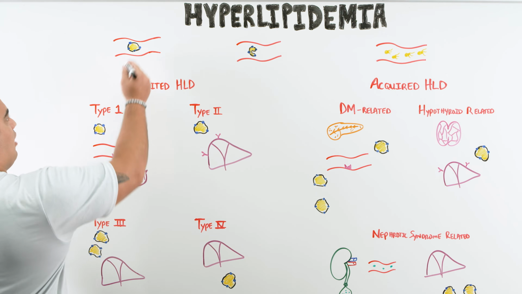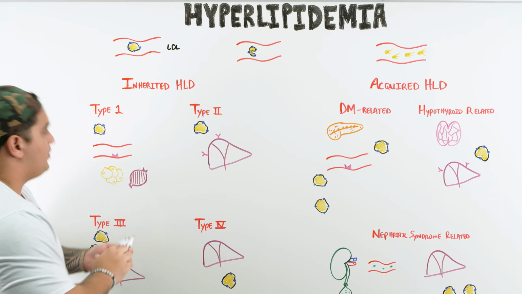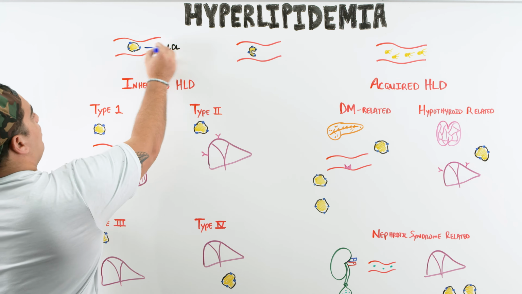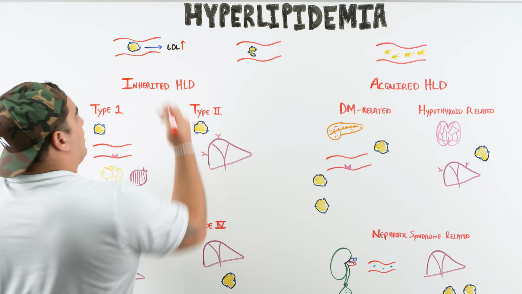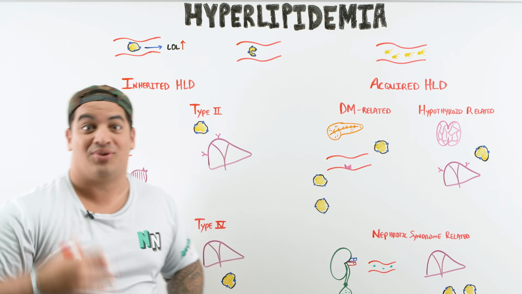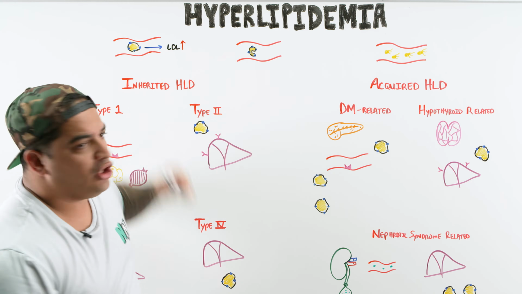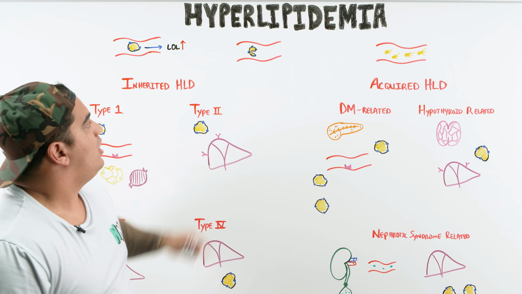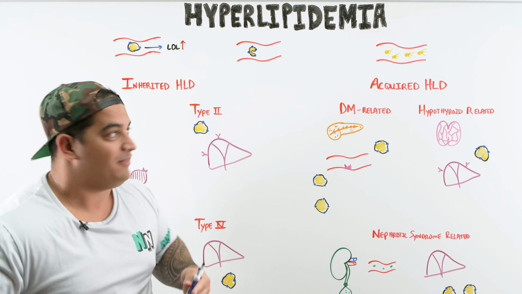So one of these is a really problematic molecule here, and this is called LDL. If you have really, really high amounts of LDL, it really can be associated with a lot of atherosclerotic plaques, which we'll talk about as the complications of hyperlipidemia. So this is not a very good one to have high amounts of. That's one way that we could define hyperlipidemia or dyslipidemia.